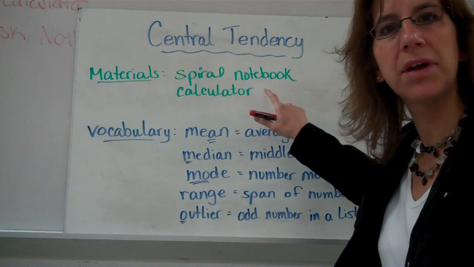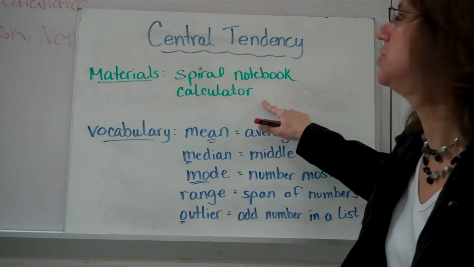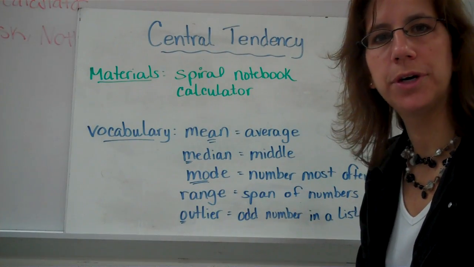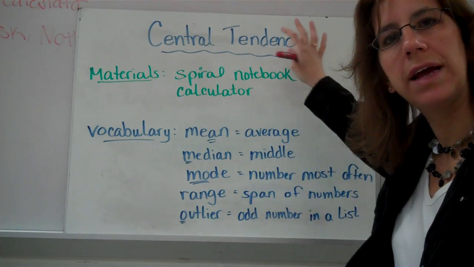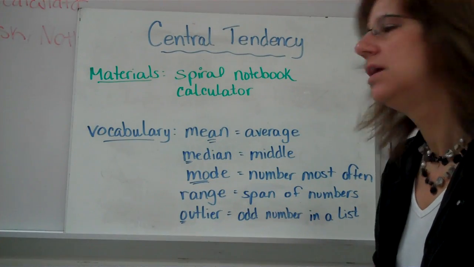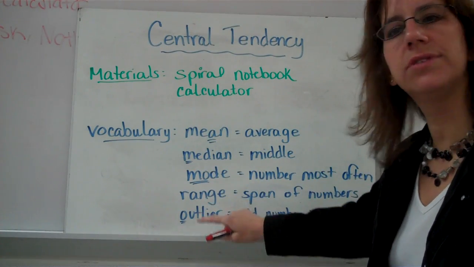Okay? You're going to need some kind of calculator. A basic calculator will do just fine. And of course your spiral notebook. And in your spiral notebook, go ahead and write that title, Central Tendency. And these are the types of central tendencies.